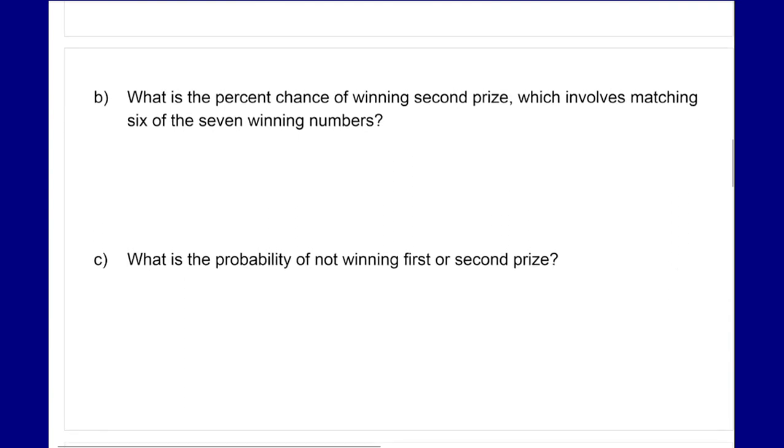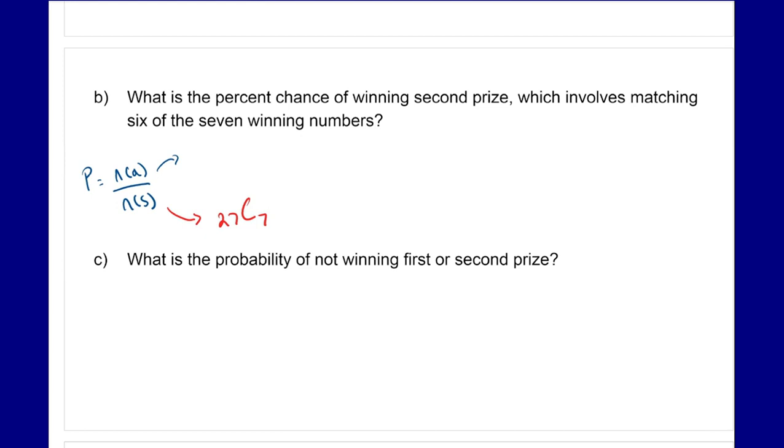B is now saying, what is the percent chance of winning second prize, which involves matching 6 of the 7 winning numbers? So again, similar to what we just did, we're going to break it up into our two parts. Successful outcomes over total number of outcomes. Nice thing is we've already calculated the total number of outcomes. It was 27 choose 7.